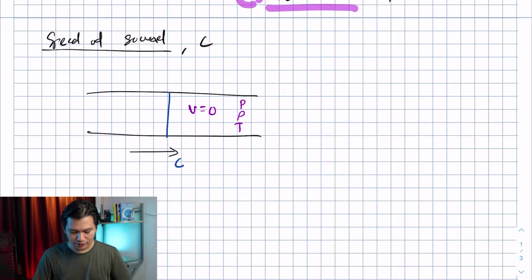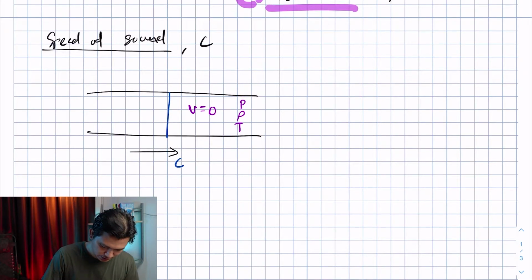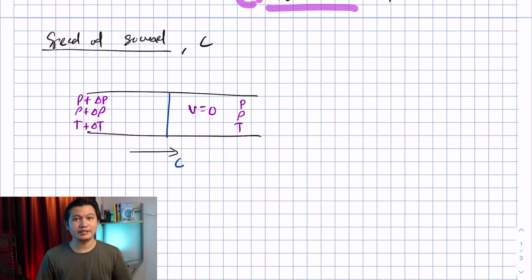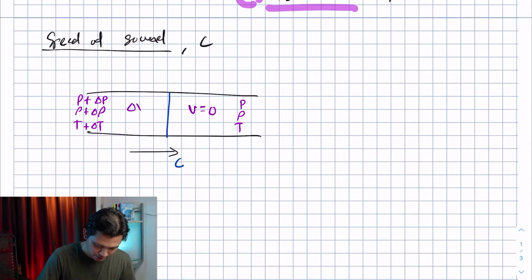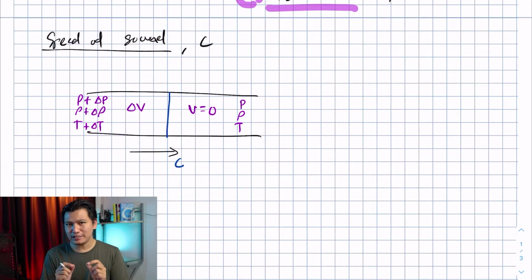Let's say to the right side of this pipe, I have my pressure, my density, and also my temperature. But on the left-hand side of the pressure wave, there is a change in pressure, density, and temperature. I'm going to call this P plus delta P, rho plus delta rho, and temperature plus delta temperature. And also when the pressure wave has gone through the pipe, it will excite some of the particles so that they also move at a velocity of delta V. There is some little movement behind.